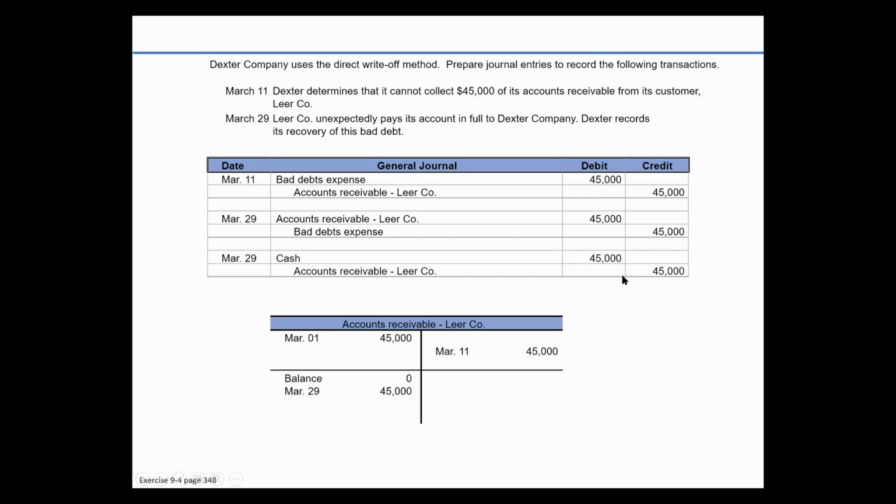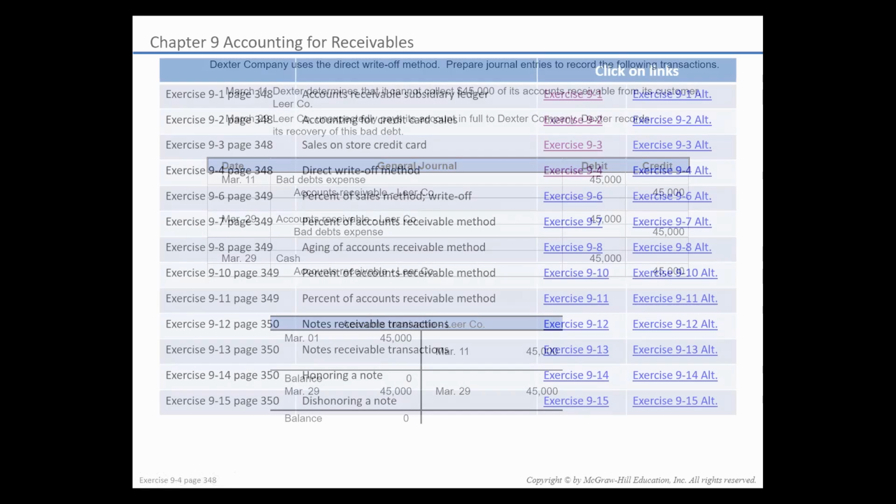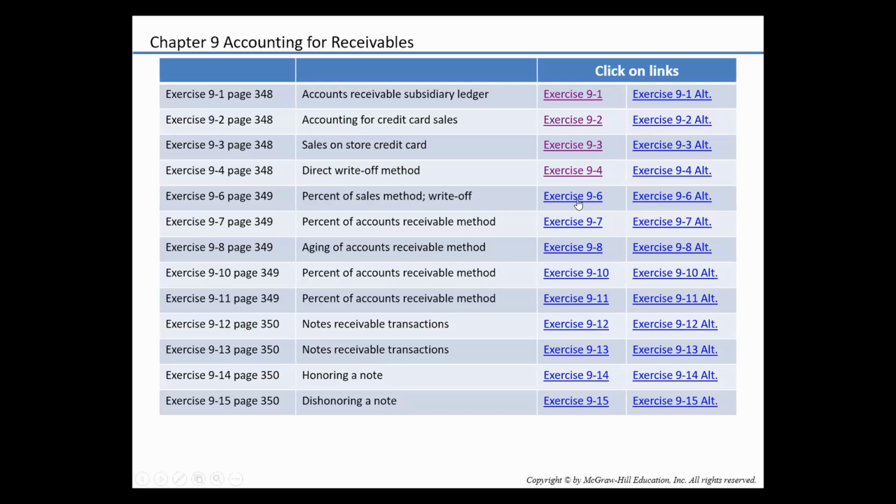And then we would credit the accounts receivable Lear Company for $45,000 again. So same thing. So then it would bring the Lear balance then to zero, because now they've paid their bill. Percent of sales method, write-off method.